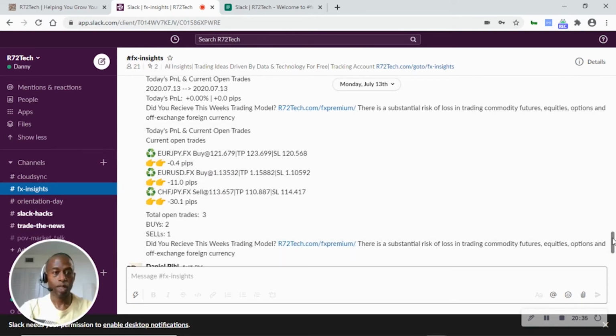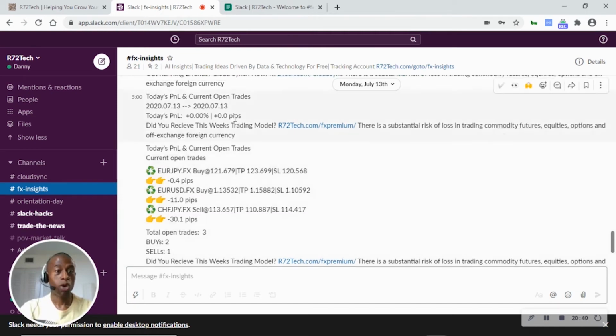Bear with me. Okay, so here it is. See right there, 5 o'clock. Today's P&L. This is that third update. 4 updates, full transparency. You already know for the date. It's telling you the date. Today's P&L is 0-0. Doesn't mean that there's no trades open. Just means that no trades have closed, right? So that's the first part of the update.